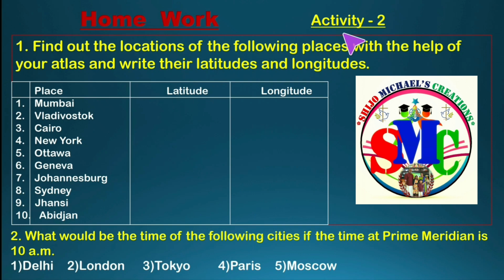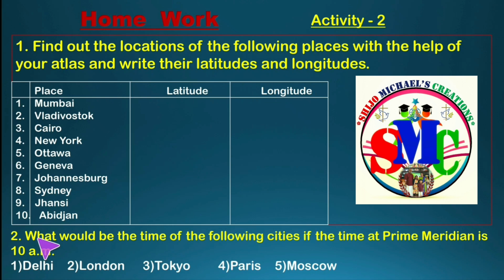Now let us move to activity 2. In that, first one, find out the locations of the following places with the help of your atlas and write their latitudes and longitudes. The places are Mumbai, Vladivostok, Cairo, New York, Ottawa, Geneva, Johannesburg, Sydney, Jhansi, Abidjan, etc. So what you have to do is take your atlas, move to the index page, then in alphabetical order you can find the place names. There you will find the latitude and longitude values.